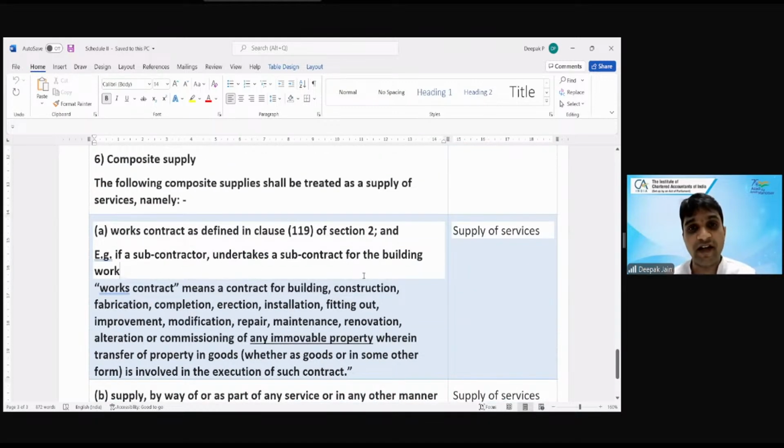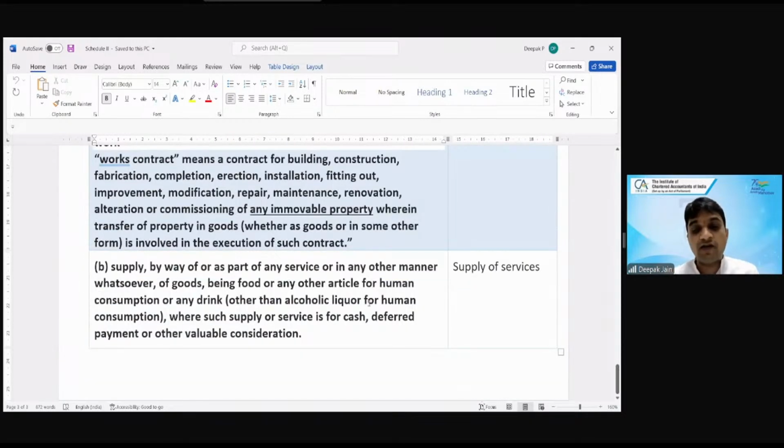Composite supply of works contract. Works contract is a supply of services only. That is what this classification basically says. What is intellectual property? Trademark, copyright, and so on, which we have heard, where you have a right on that property, that is called intellectual property. Renting of movable property, that is a car, is a supply of service. Yes, very much. Renting of movable property is a supply of service.